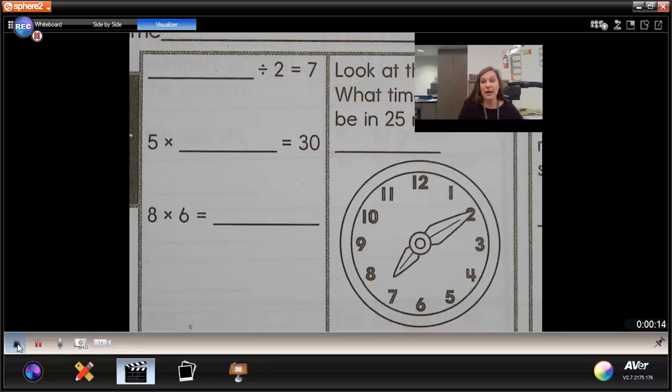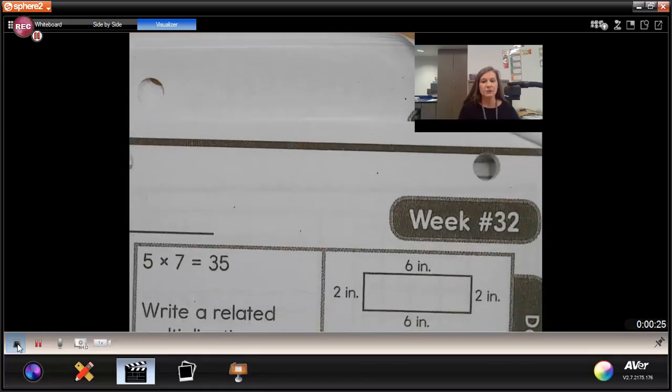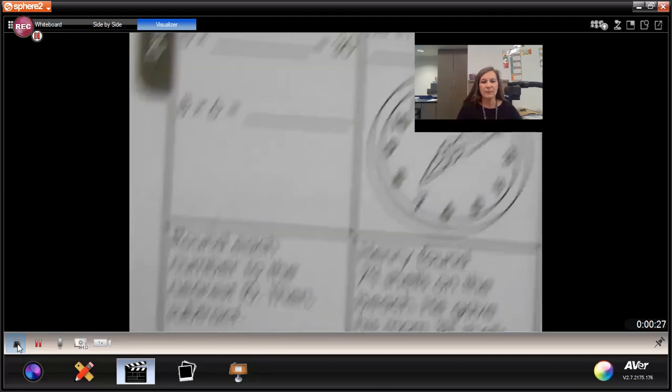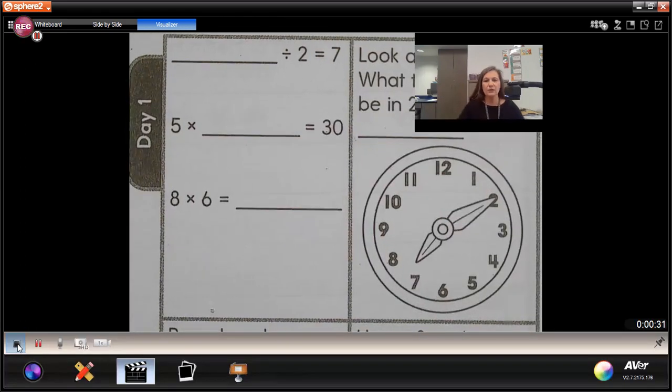So let's go ahead and get started with our problems for today. We are going to look at DMA. We are in week 32, guys. Wow, weeks are flying by. And we're going to be doing day 1. So let's go ahead and take a look at our first set of equations.